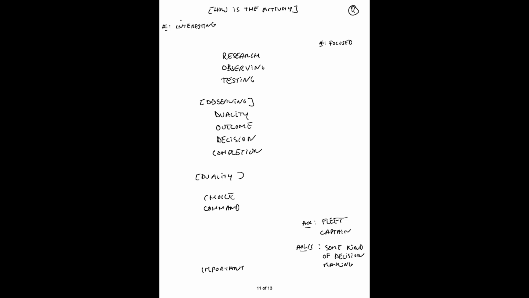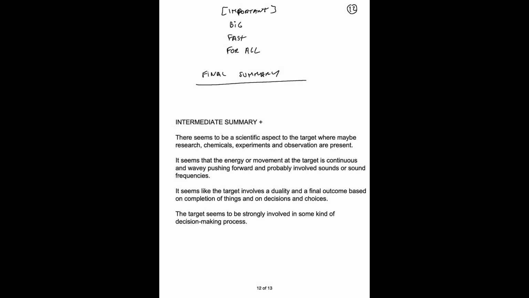I continue by probing duality and get choice, command and an AOL of a fleet captain as well as an AOL on the signal line of some kind of decision making. It seems important and I get big, fast and for all. I then proceed to my final summary, which is the intermediary summary plus the following.